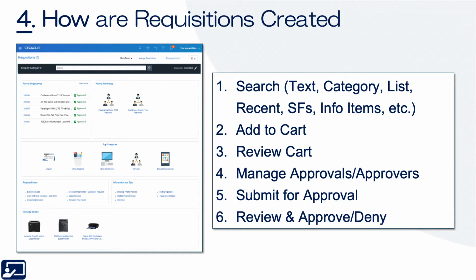Fourth topic, how are requisitions created? Requisitions are created by searching, like we've talked about. You might search in the search box for text. You might use shop by category, a shopping list, look at the recent purchases, smart forms, informational items, etc. When you find that construct, you're going to add it to your cart. Review the cart, manage or submit for approval. Then somebody will review and approve or deny that request, moving it forward.